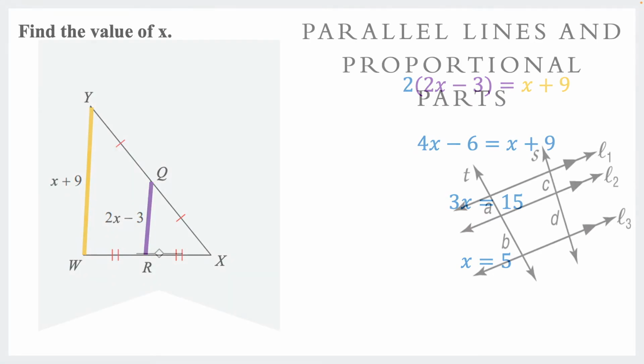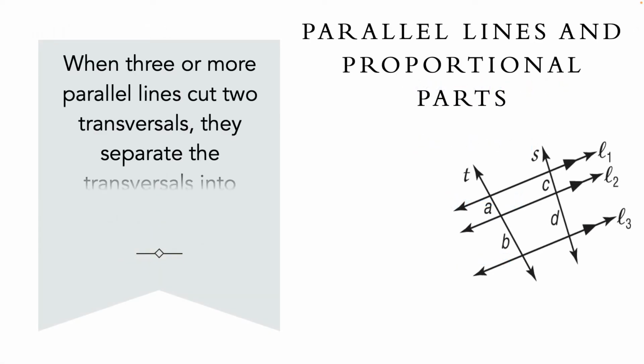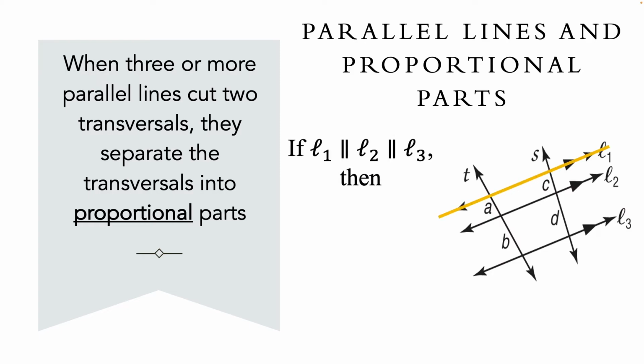So similar to that, we've got parallel lines and proportional parts. So when 3 or more parallel lines cut 2 transversals, okay, let's stop there for a second. So we've got 3 or more parallel lines. We've got line 1, line 2, and line 3, and they're cut by T and S. Those are the transversals. Then they separate the transversals into proportional parts, meaning that A over B equals C over D. Those are proportional parts.